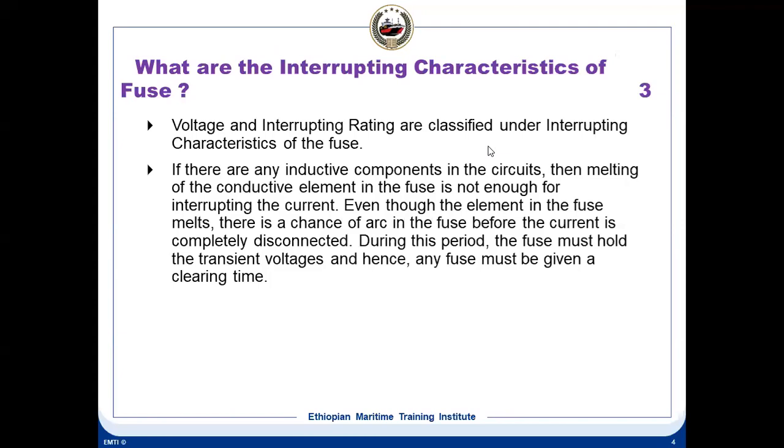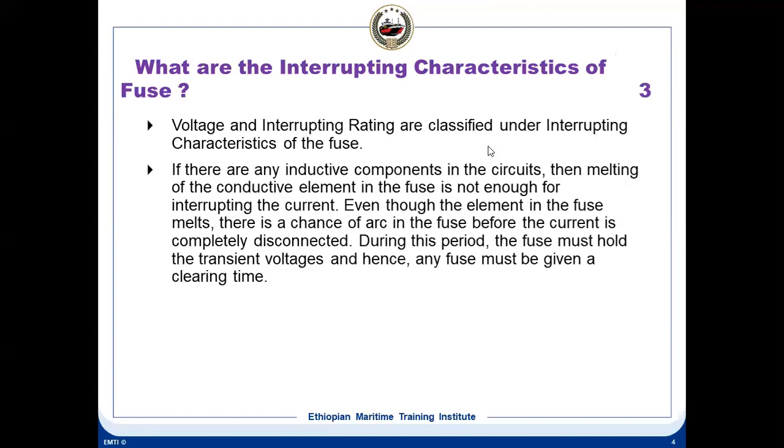Okay. So what are the interrupting characteristics of a fuse? The voltage interrupting ratings are classified under interrupting characteristic. Voltage ratings are very important. We'll see a few questions on this. I will come up and show you the next slide.